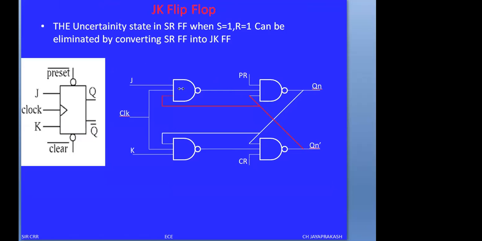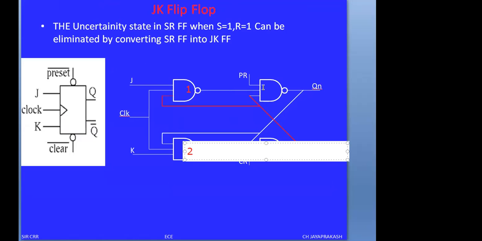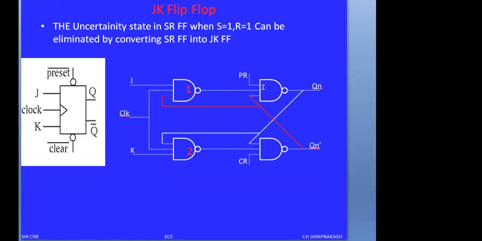This is NAND gate 1, NAND gate 2, NAND gate 3, NAND gate 4. You can observe the feedback that is connected to NAND gate 3 is connected to the NAND gate highlighted in red color. If you observe in red color, Qn bar is connected to NAND gate 3 and NAND gate 1 also.